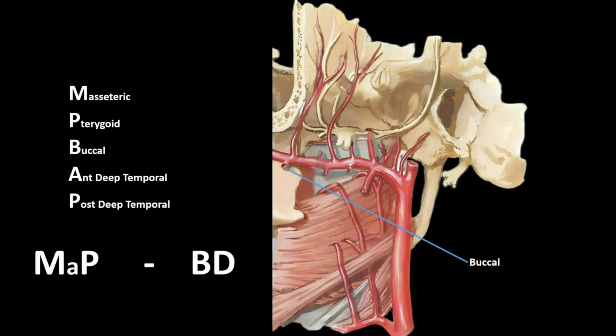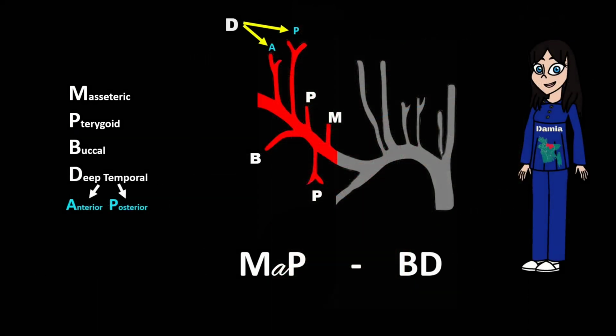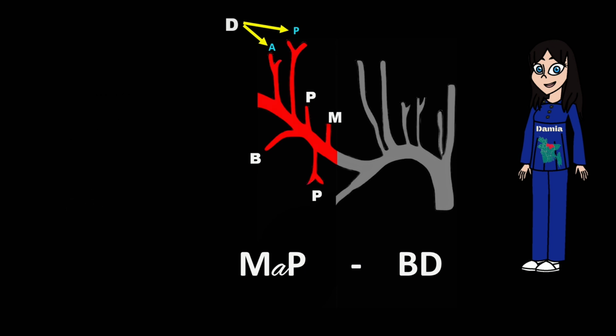Now we are going to see the deep temporal branches, which is the anterior deep temporal and the posterior deep temporal. And now you can see in this that there are the four major branches: masseteric, pterygoid, buccal, and deep temporal. And we should keep this in mind. There are two deep temporal branches. One is anterior deep temporal and the other one is posterior deep temporal.